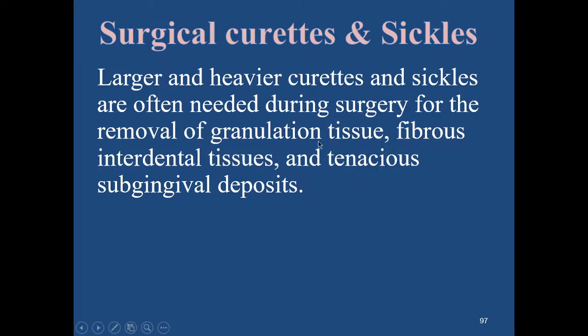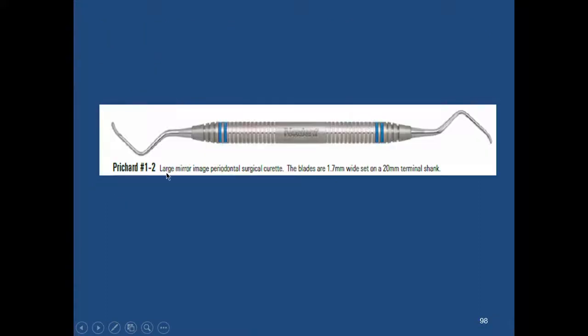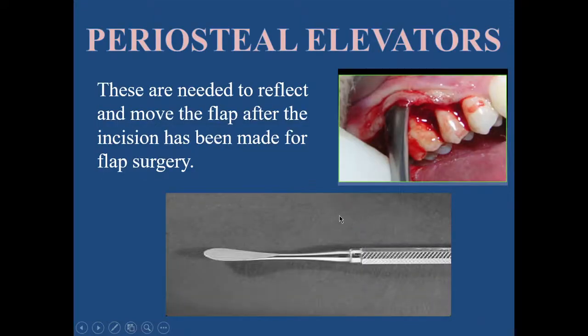Surgical curettes and the sickle. This is just like the larger and heavier curettes, and the sickle, for removal of granulation tissue, just like this. Here we have a wide blade and a turned shank, used to remove the granulation tissue.